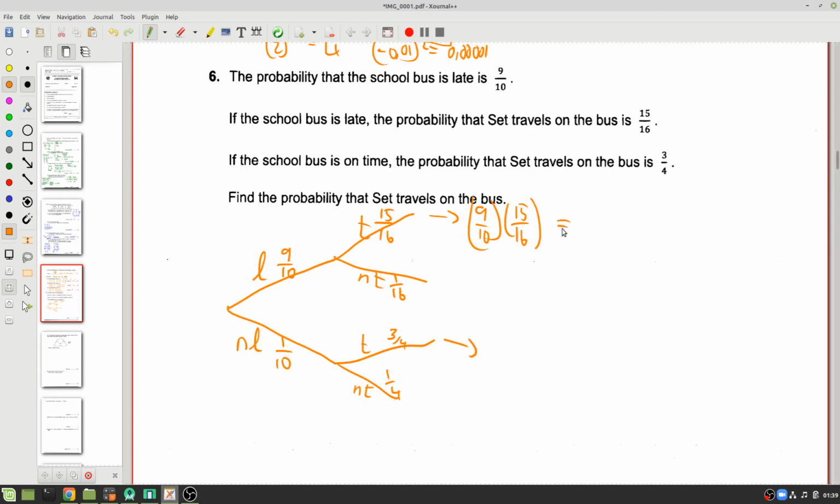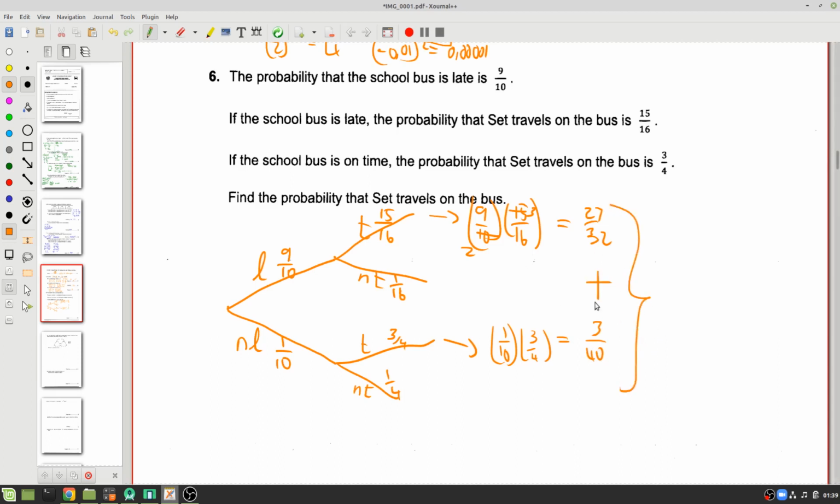And that gives us, what do we do here? Let's just simplify a little bit, 3 and 2. That gives us 27 over 32. Okay, and this one, 1 over 10 times 3 over 4. So 1 over 10 multiplied by 3 over 4. That gives us 1 times 3 is 3, over 10 times 4 is 40. So now we have to add these two together.